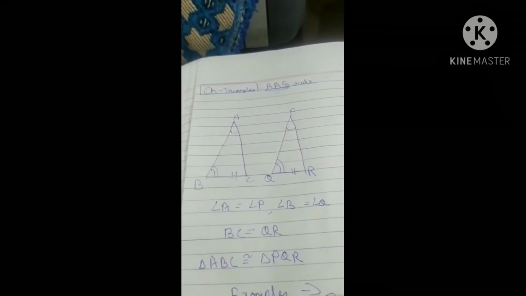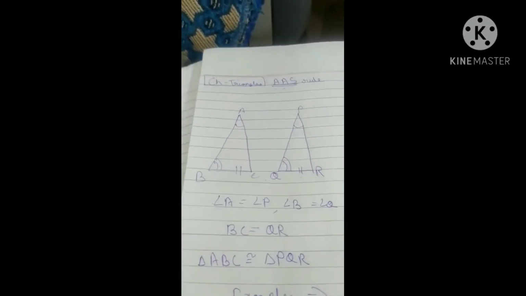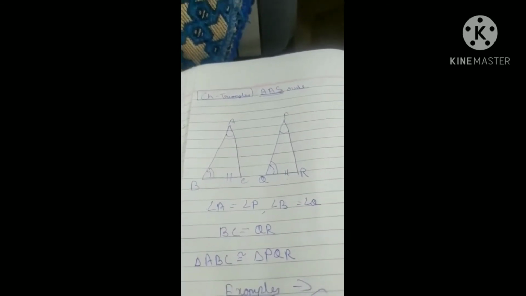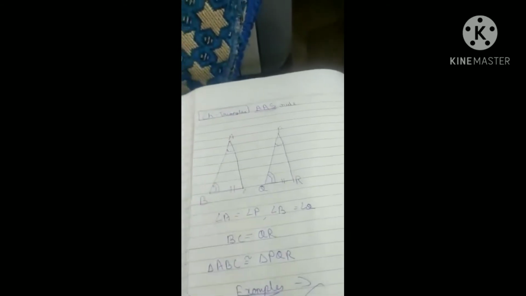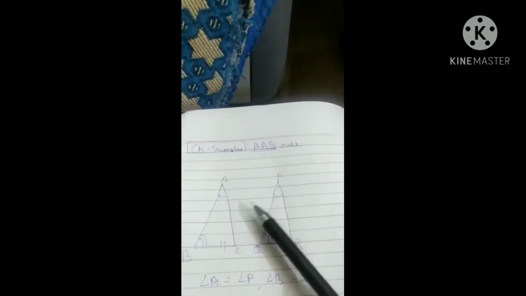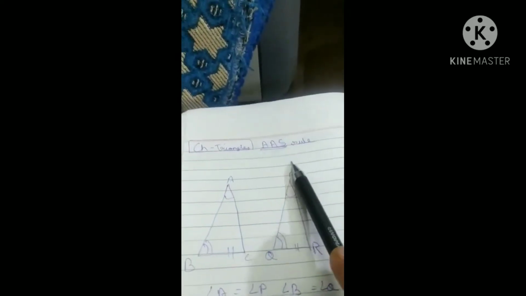Thank you. Good morning teachers and my dear friends. Today Ajay Suresh of class 9C is going to tell you about the AAS rule of congruency of chapter triangles. Now let's get started. Here I have taken two triangles, triangle ABC and triangle PQR. In the AAS rule of congruency, we need to consider two angles and one side equal to make the triangles congruent.